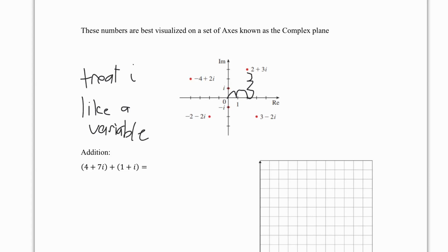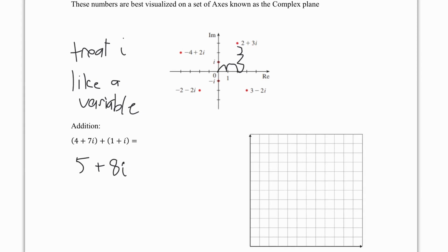So if we're going to add 4 plus 7x plus 1 plus x, what you would do is group those x's together and group the numbers together. And it's the same for complex numbers. So 4 plus 1 is 5. 7 plus 1 is 8. So 8i. Now, interestingly, we can actually visualize this on our diagram.